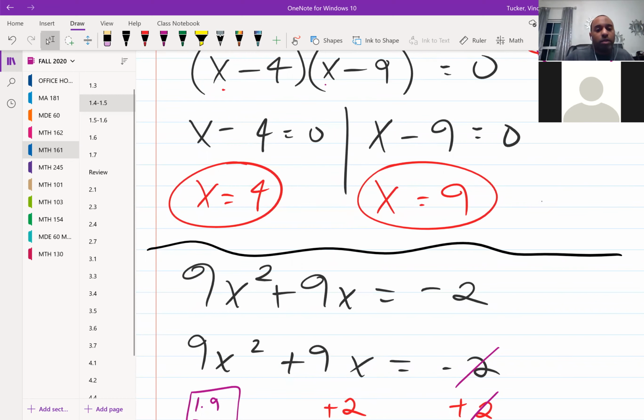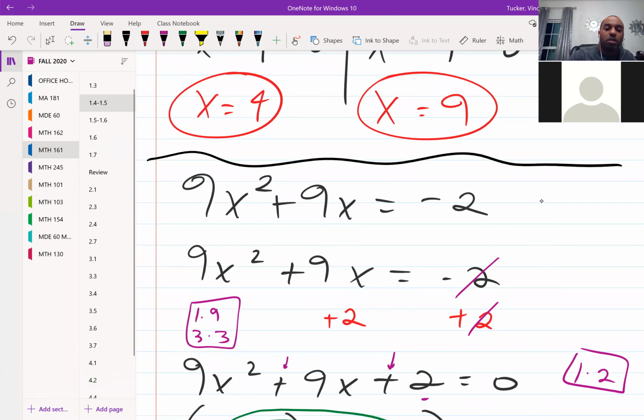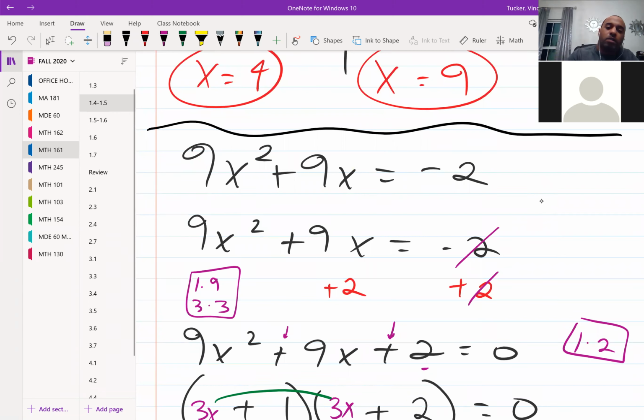All right, so the next one, 9x squared plus 9x equal to negative 2. Once again, we want to set one side equal to 0. Add 2 to both sides in order to do so. And that'll be 9x squared plus 9x plus 2 equal to 0. So now we want to factor that.